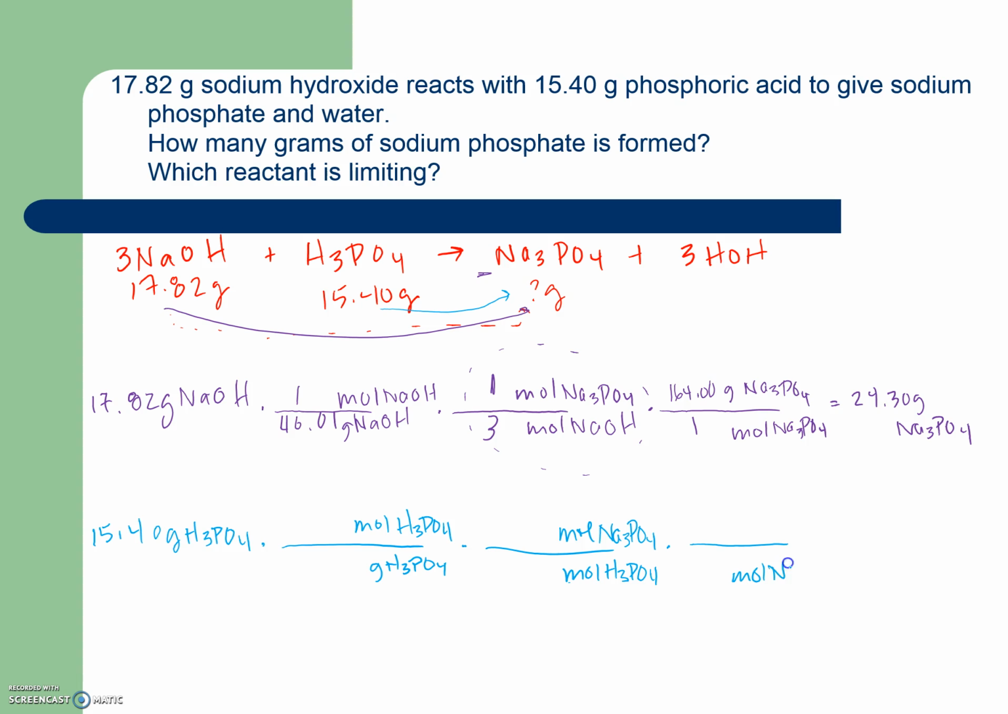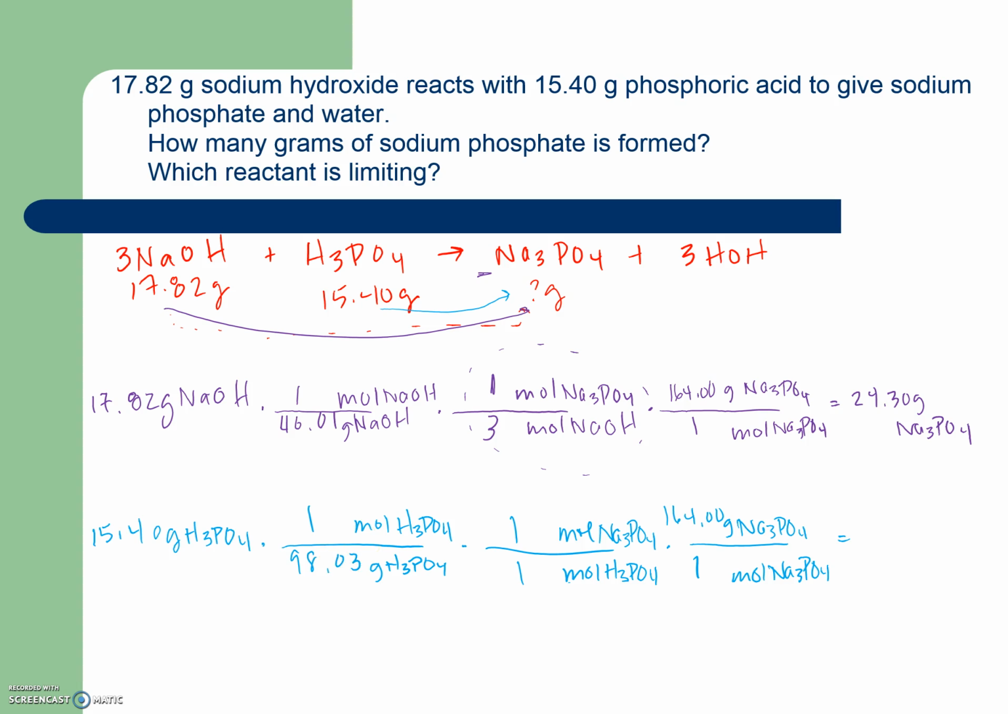Moles of Na3PO4, and grams of Na3PO4. 1 and 1. I look up here. Na3PO4 is still a 1. H3PO4 is also a 1. My gram formula weight is the same, 164. My gram formula weight here is 98.03.